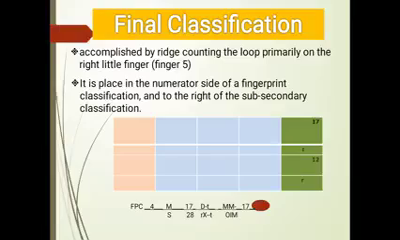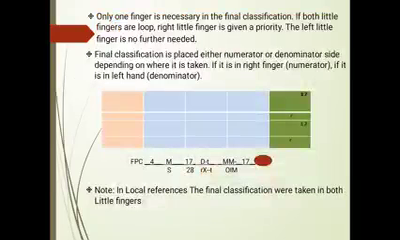Final classification is accomplished by ridge counting the loop primarily on the right little finger, finger number 5. Then it is placed on the numerator side of a fingerprint classification and to the right of the subsecondary classification. Only one finger is necessary in the final classification. If both little fingers are looped, the right little finger is given priority. The left little finger is no longer needed.